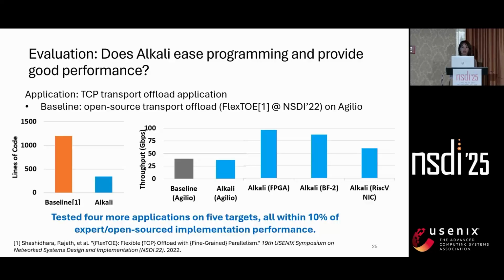So you can find in our paper how we implement 4 more different applications on these 5 targets and compare them with other baselines and expert implementations, and all of them achieve less than a 10% performance gap.